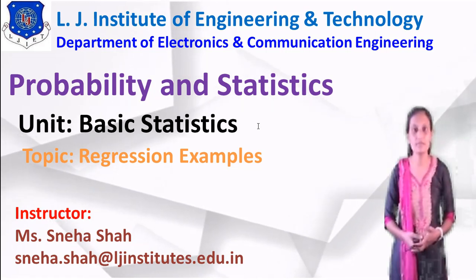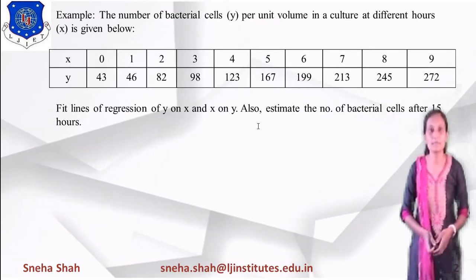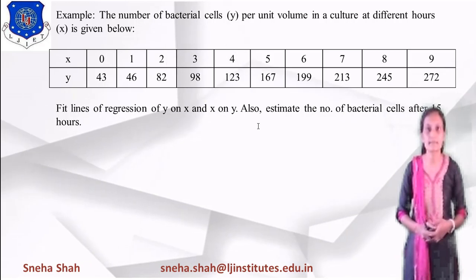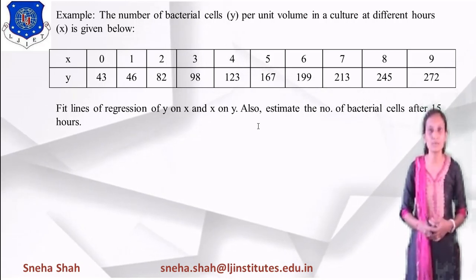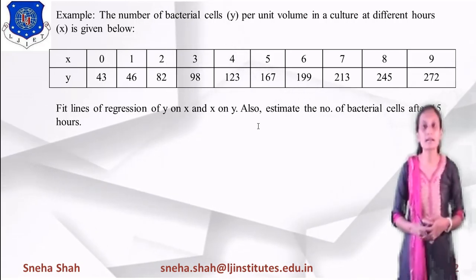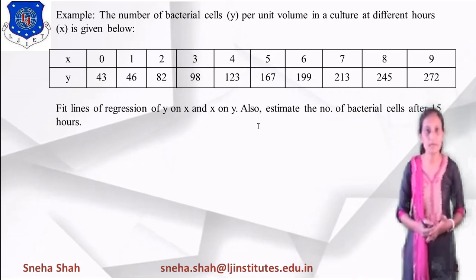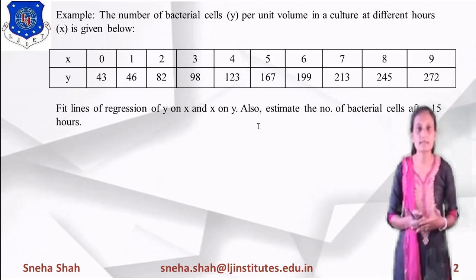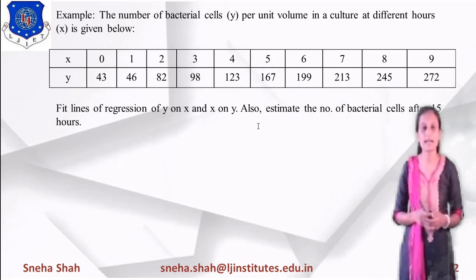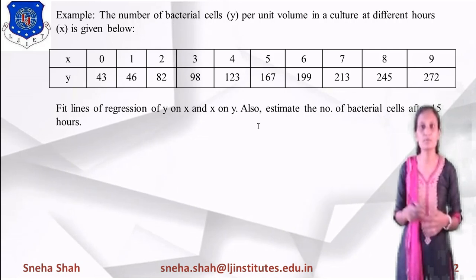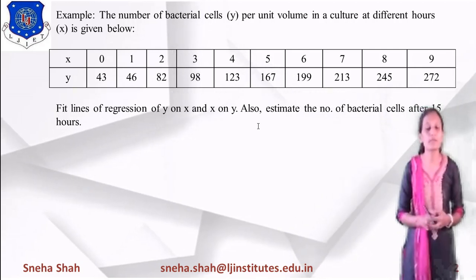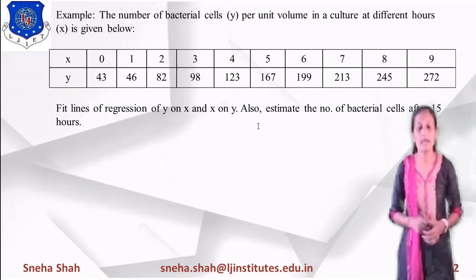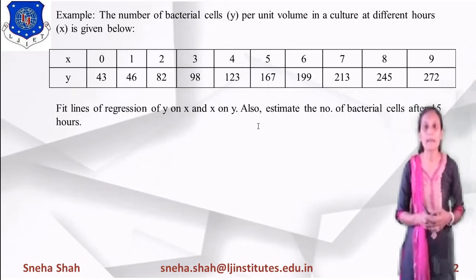Now, if we are solving some example based on this, the first example is: the number of bacterial cells Y per unit volume in a culture at different hours X is given below. X is given from 0 to 9 and Y is given as 43, 46 up to 270. Now you have to fit the lines of regression of Y on X and X on Y, and also estimate the number of bacterial cells after 50 hours.